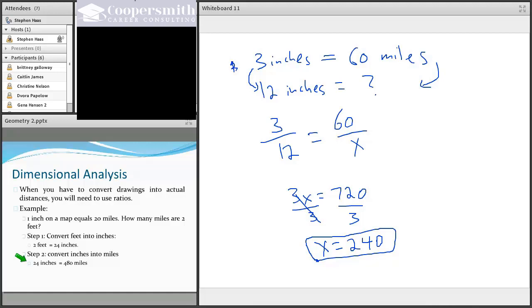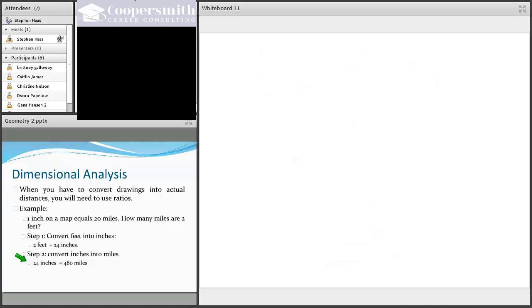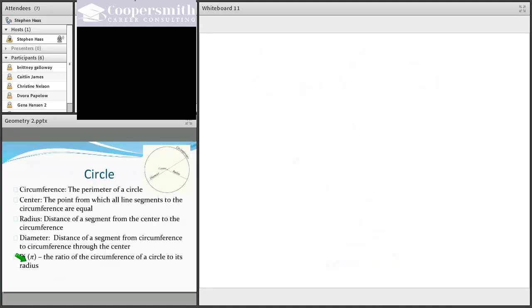And then we move to what may be the most interesting of all shapes, and that is the circle. The circle, which I cannot draw very well. Let me draw a bigger one here.